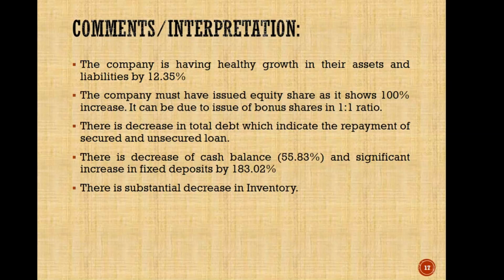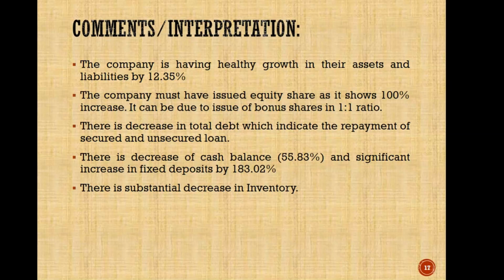Then the company must have issued equity shares as it shows a 100% increase. So that is visible in the sources of funds statement. In the sources of funds statement, we have seen that a 100% increase was there in the case of equity shares. So we have to highlight that, and we can assume, we can give our comment that it can be due to the issue of bonus shares. That means the company must have issued bonus shares in the ratio 1:1.